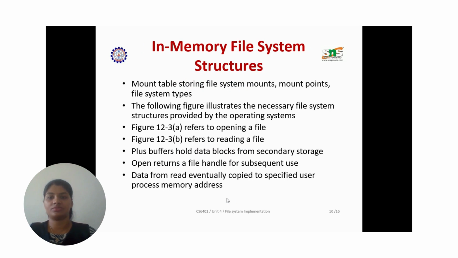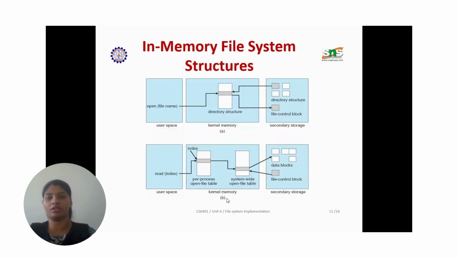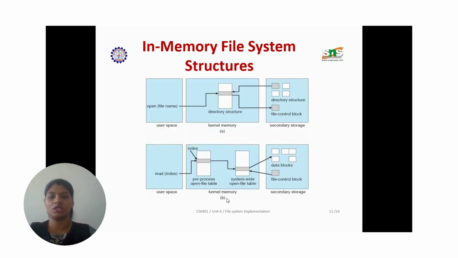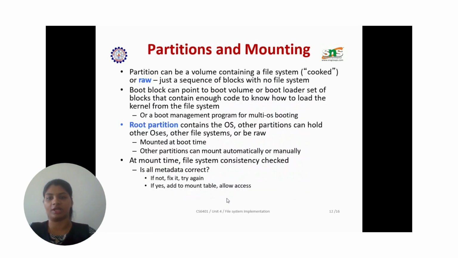Then in-memory file system structures. We have a mount table storing file system mounts, mount points, and file system types. The following figure illustrates the necessary file system structures provided by the operating system. This is the diagram for in-memory file system structures. The first figure refers to opening a file and the second one refers to reading a file. Okay, how to open a file, how to read a file.